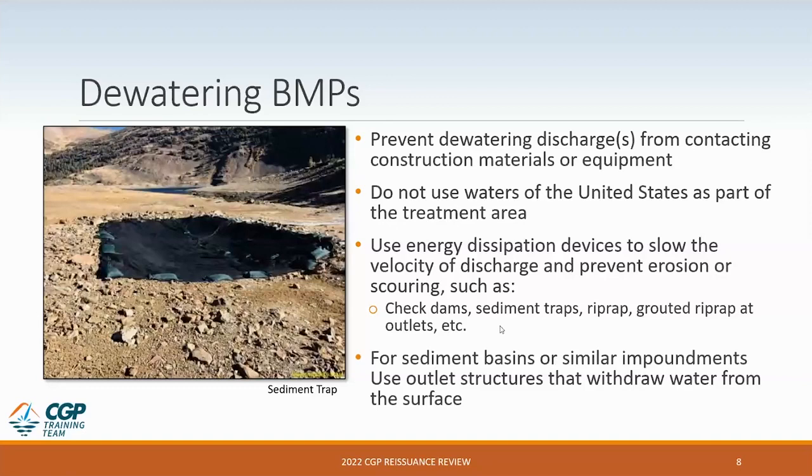Dewatering BMPs will be needed. Their goal is to prevent dewatering discharges from contacting construction materials or equipment. Also, you are not allowed to use waters of the United States as part of the treatment area. Use energy dissipation devices; this way, you'll be able to prevent erosion or scouring. Examples of this can be check dams, sediment traps, riprap, grouted riprap, etc.